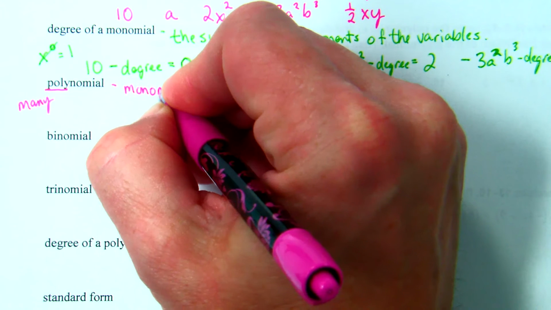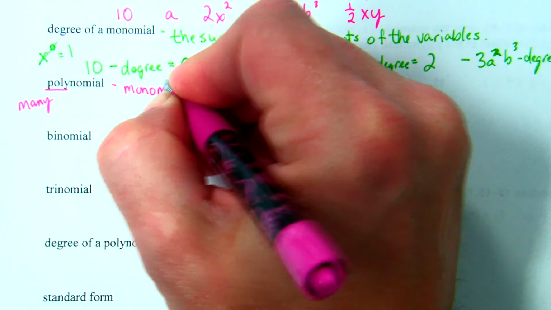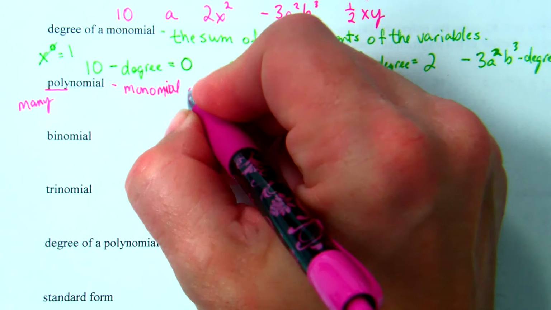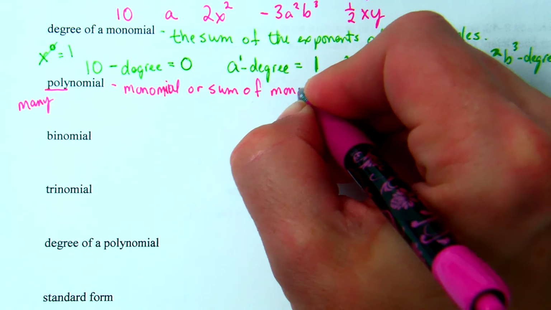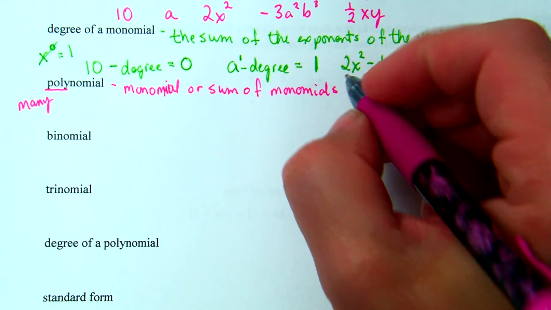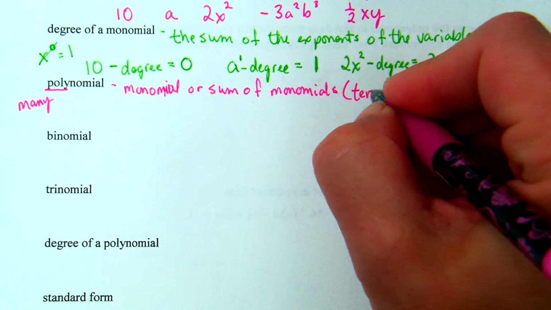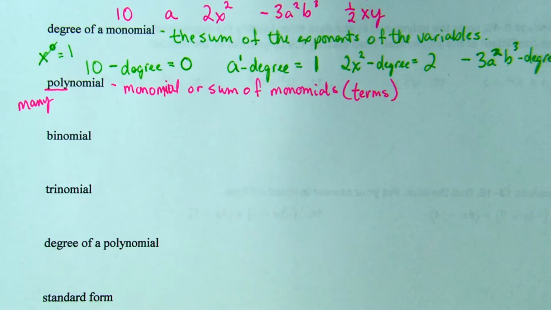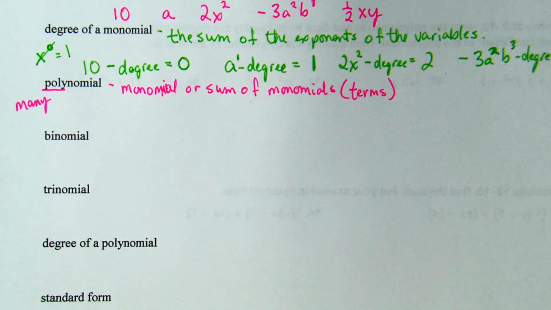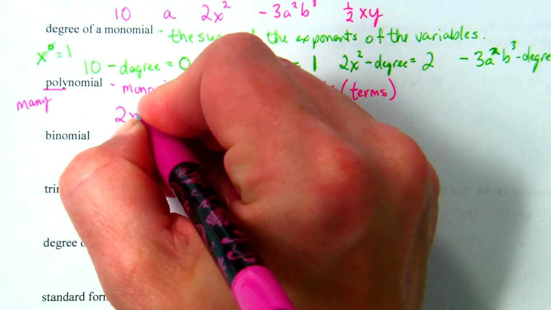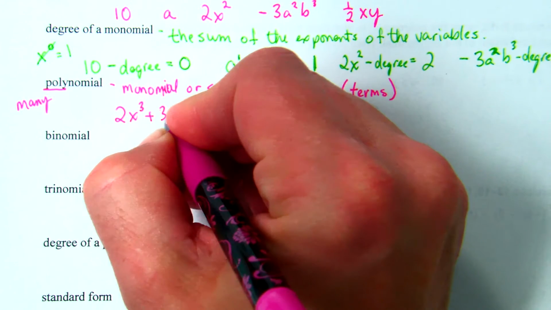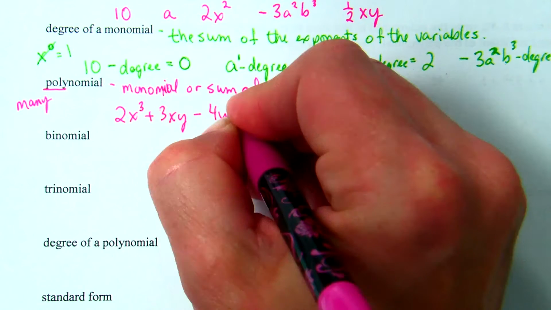a monomial, or sum of monomials. And again, like I mentioned, we're going to come to this word here, terms. So it's really the number of terms in the expression that determines how many of the many we have, or the poly we have. In this case here, for this example, we'll say 2x cubed plus 3xy minus 4y squared.